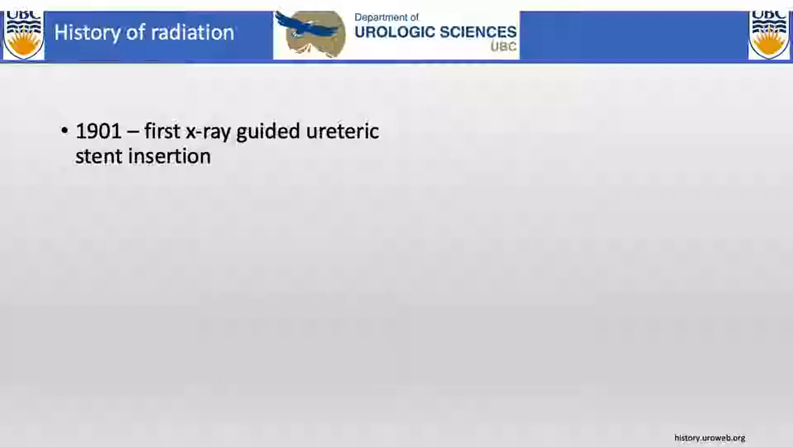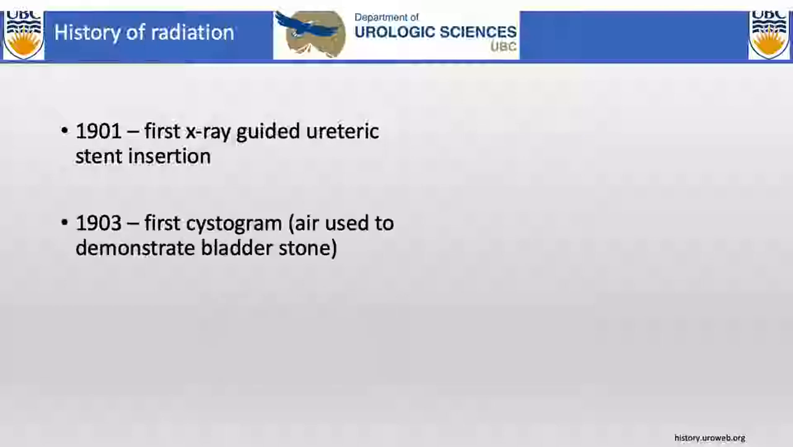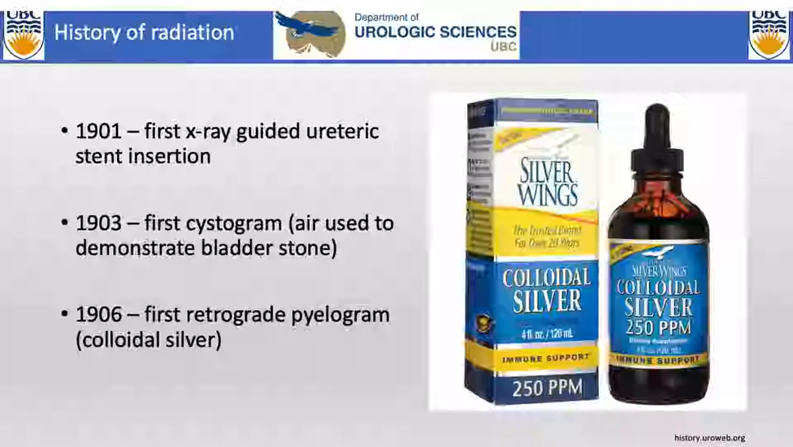In 1901, the first ureteric stent was inserted under X-ray guidance. In 1903, the first cystogram was performed, and it was done with air, and it was used to identify a bladder calculus. And then in 1906, two surgeons said, okay, we need some way to see the upper tracts. And so they took colloidal silver, which showed up on X-ray images. They performed cystograms on themselves first, found that there were no complications. And so then they shot it up the ureters and performed the first retrograde pyelogram.